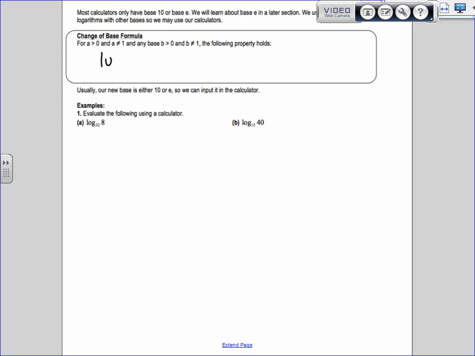If I have log base b of m, and I want to change it to a base that I can use on my calculator, what base do I have on my calculator? Log base 10. So I'm going to change it to log 10. What I do is log of b divided by log of m. I'm thinking log base 10.